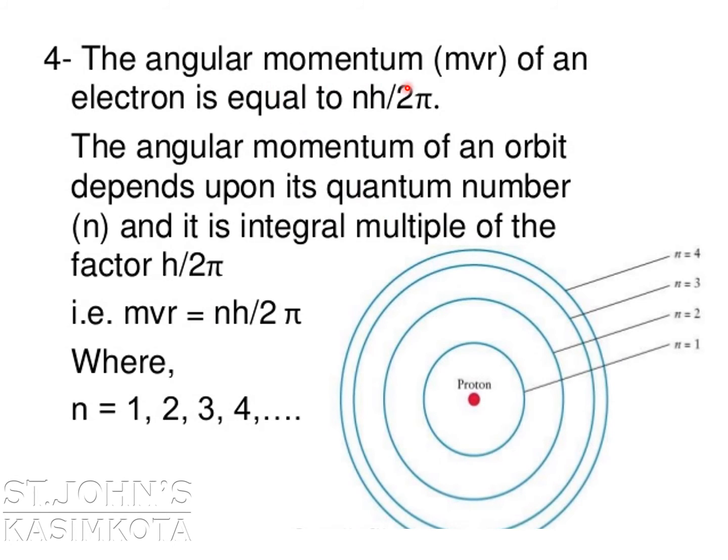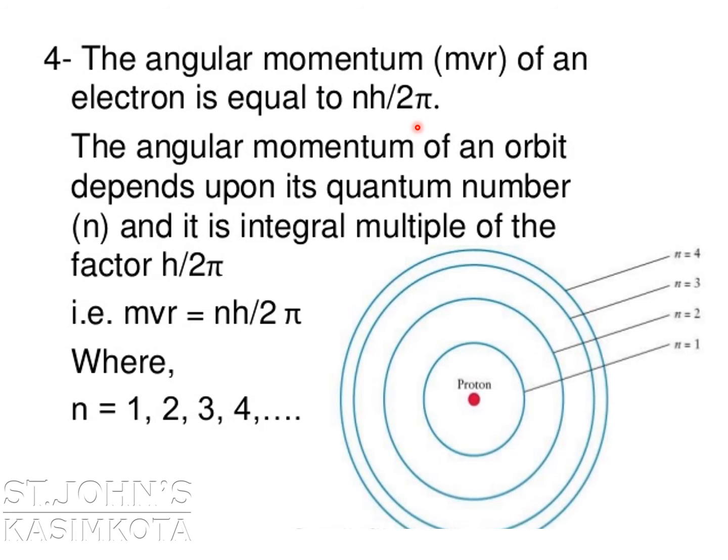Next point, the angular momentum of an electron is equal to nh by 2 pi. What is this angular momentum? Momentum of a body in linear motion is the product of mass and velocity. But here the electron is moving in a circle. It is under circular motion. So when it is in circular motion, the velocity is angular velocity and hence the momentum is angular momentum. The angular momentum of an electron is equal to nh by 2 pi.